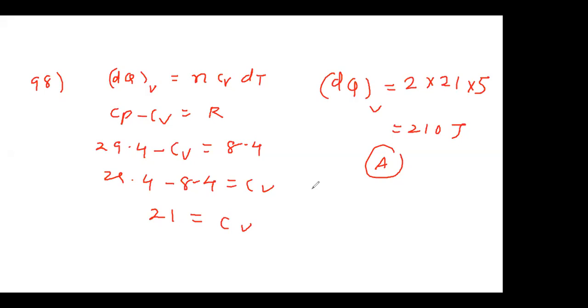Done, sir. 99. The following sets of Cv and Cp are reported by different students. The unit is calorie per gram mole Kelvin. Which of the following sets is reliable? See, Cv is given 3, Cp is given 5.